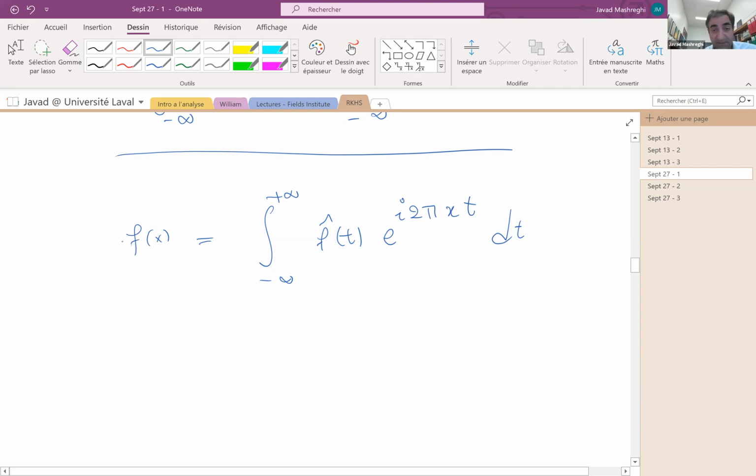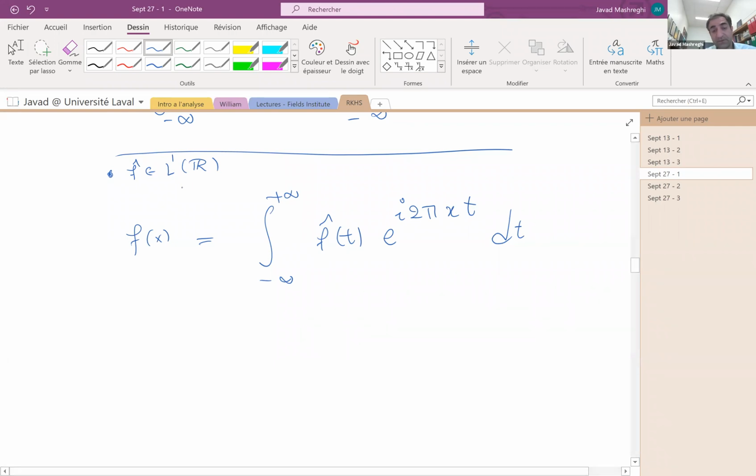Some comments here. First, the integral should be well defined. And if you take the absolute value here, the absolute value of the exponential part is equal to 1. What remains is the absolute value of f hat. We saw that f hat is in L infinity. It's bounded, but not necessarily integrable. So one thing we need to add here is that f hat is in L1. That's an assumption to add here.